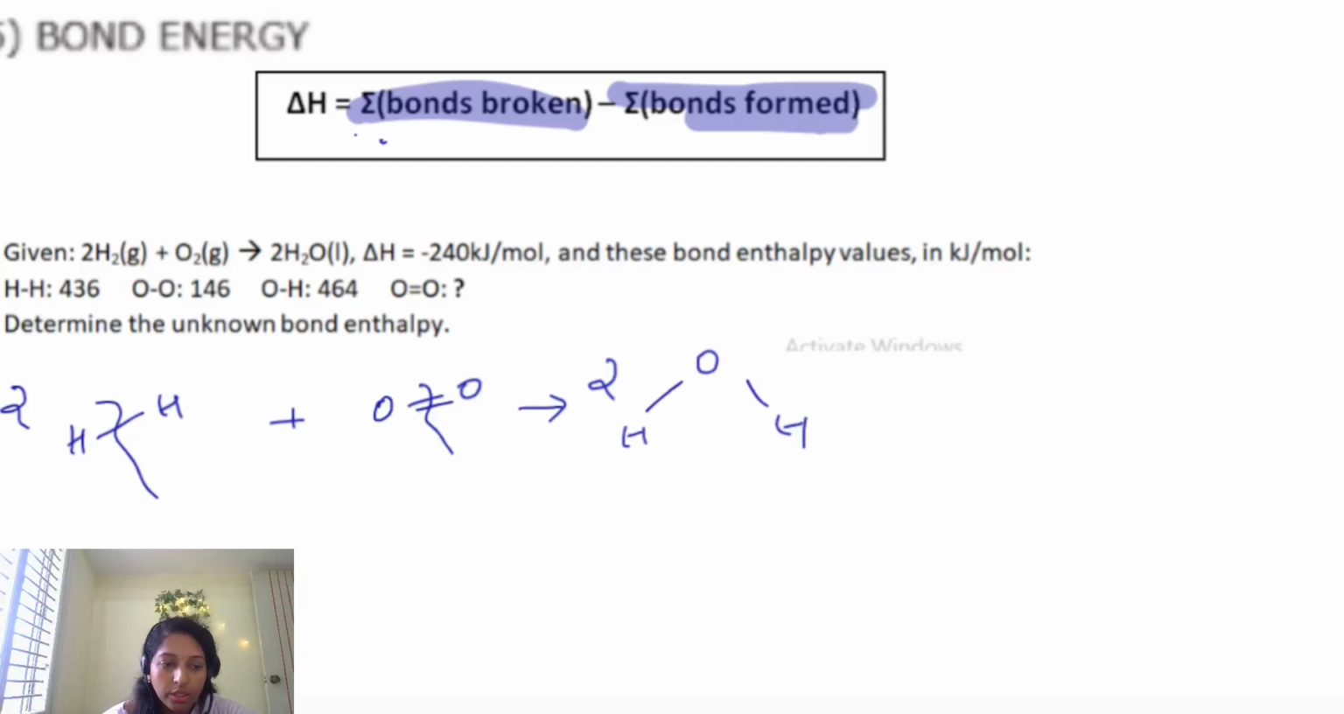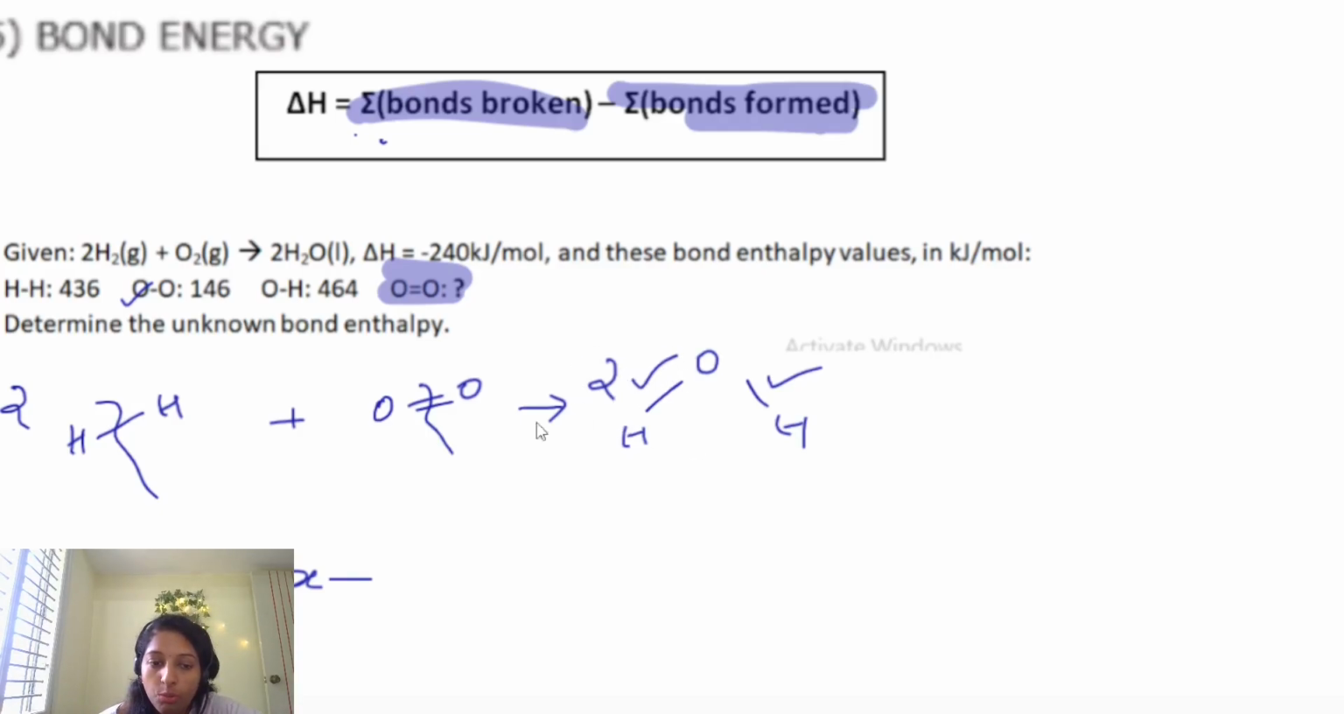So 2 times 436 plus 1 time O2. So O double bond O. They were given O single bond O, but that is not the thing we need to use, right? We need double bond O. Did they give it? No, that is the question. In this case, that is the question. Anyway, there is one O double bond O, so we can consider it as X. So this is the bonds broken minus the sum of bonds formed. How many bonds do you need to form? Yes, OH bonds are formed, 2 OH bonds. Is that 2? 2 for 1 H2O.